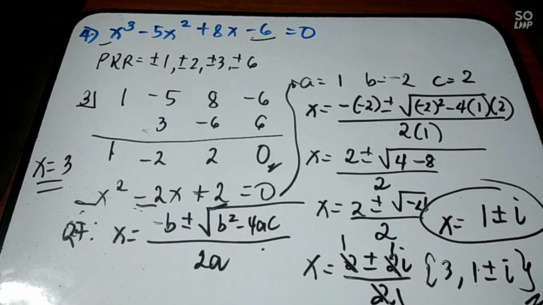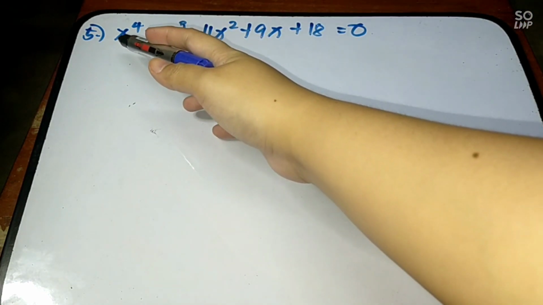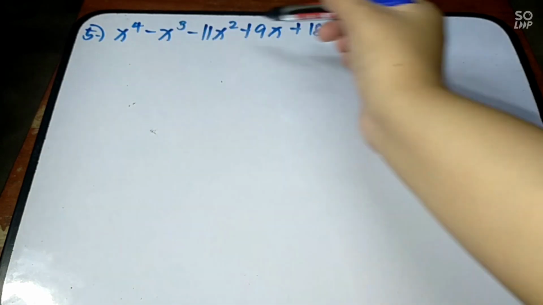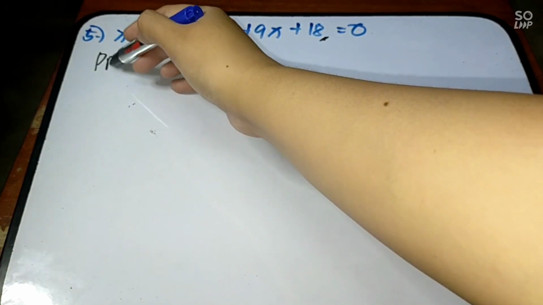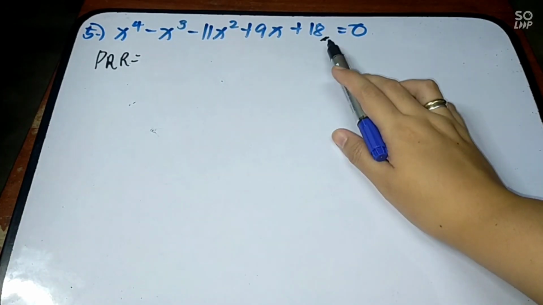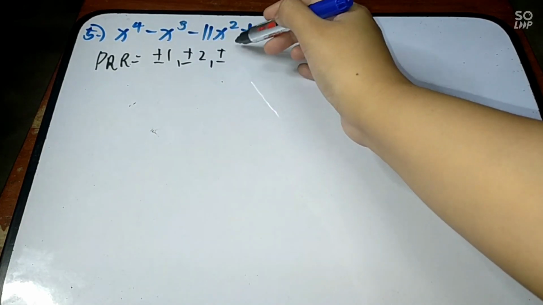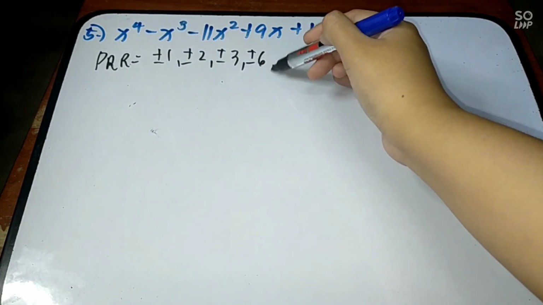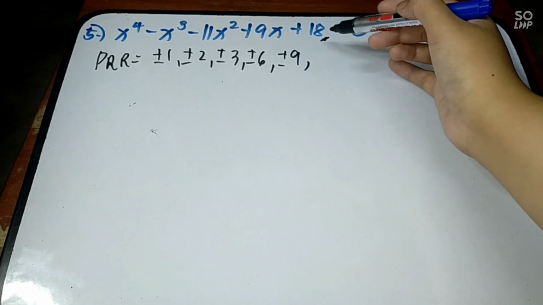Let us have the last example. Number 5. x raised to 4 minus x cubed minus 11x squared plus 9x plus 18 is equal to 0. Since our leading coefficient is 1, we go to the constant term. For your PRR, what are the possible rational roots? We have positive and negative 1, positive negative 2, positive negative 3, positive negative 6, positive negative 9, positive and negative 18.